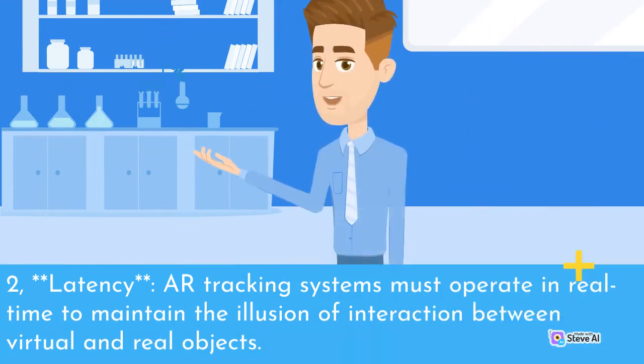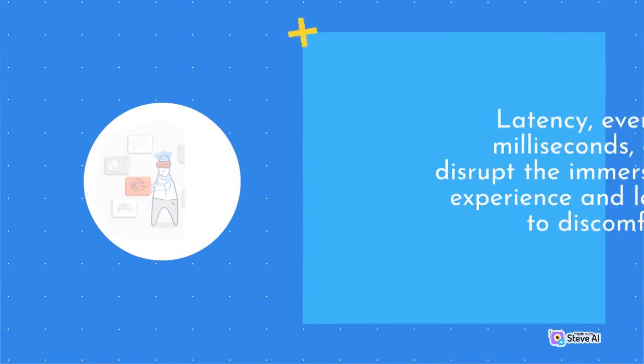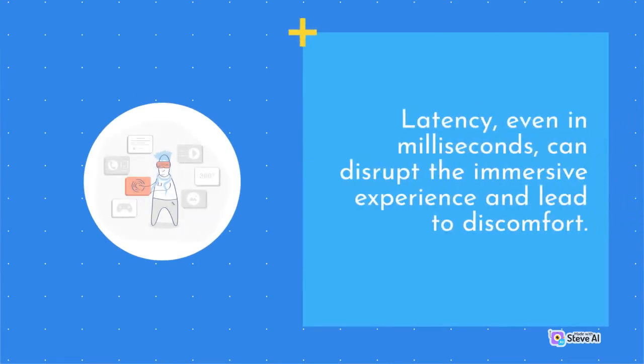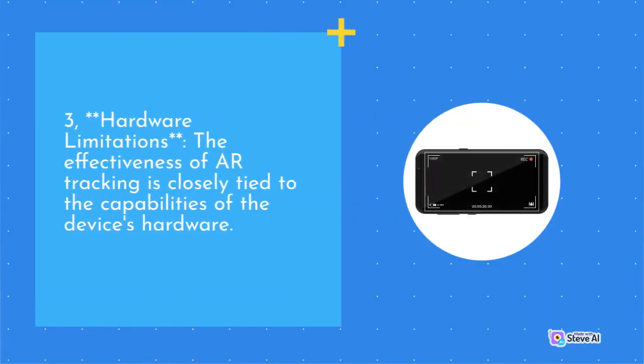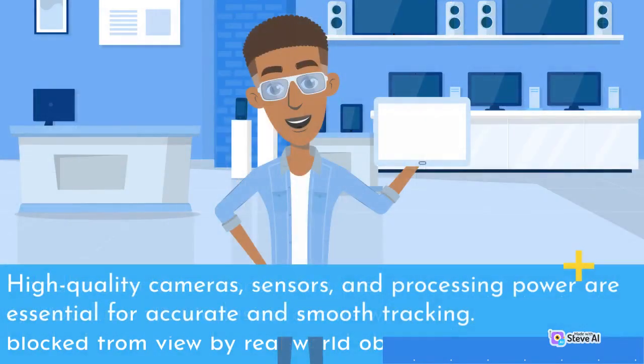2. Latency. Our tracking systems must operate in real time to maintain the illusion of interaction between virtual and real objects. Latency, even in milliseconds, can disrupt the immersive experience and lead to discomfort. 3. Hardware limitations. The effectiveness of our tracking is closely tied to the capabilities of the device's hardware. High-quality cameras, sensors, and processing power are essential for accurate and smooth tracking.